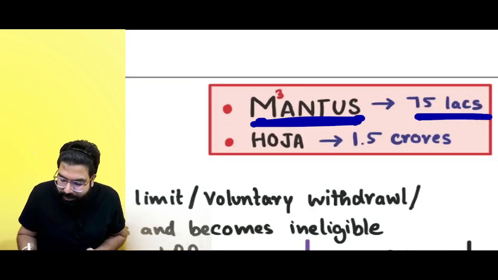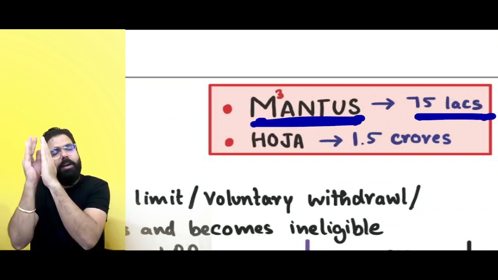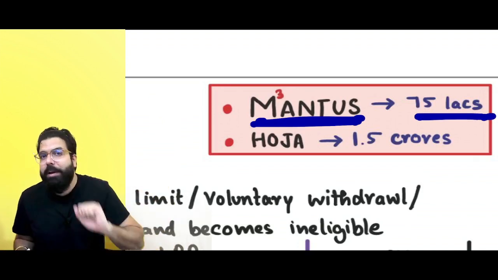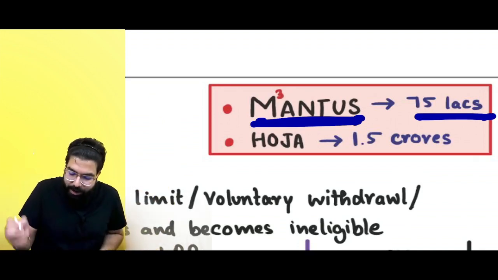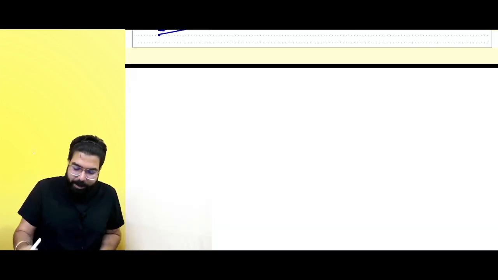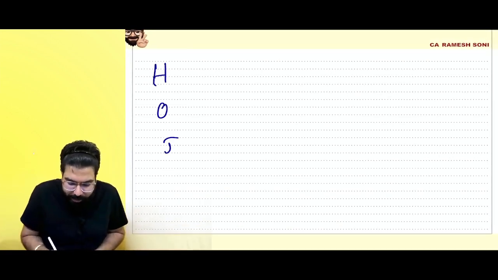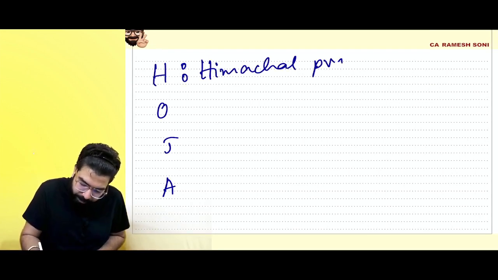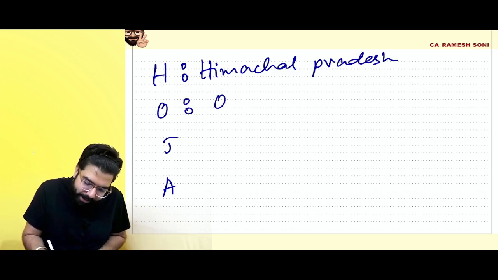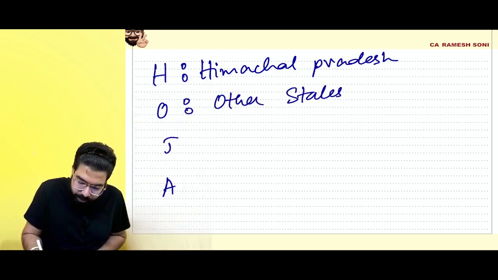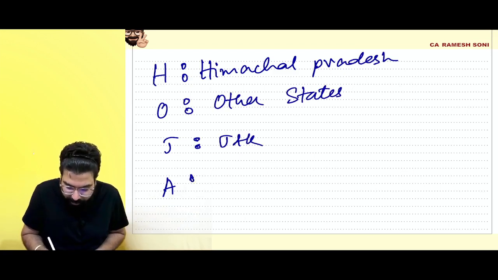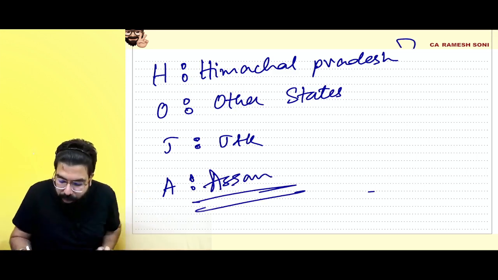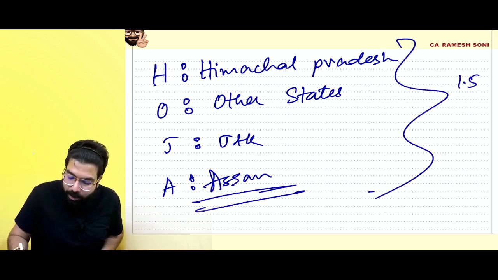So in the case of Mantus, 75 lakh rupees. So if your turnover in the preceding financial year was up to 75 lakh rupees, then in the current financial year you will be eligible for composition levy. Okay, sir. I am from the state of Hoja. Sir, what do you mean by Hoja? H-O-J-A. H for Himachal Pradesh. O for any other states which are there. J for Jammu and Kashmir, and A for Assam. Always remember one thing: if you are from these states, then for you the turnover limit is 1.5 crore.